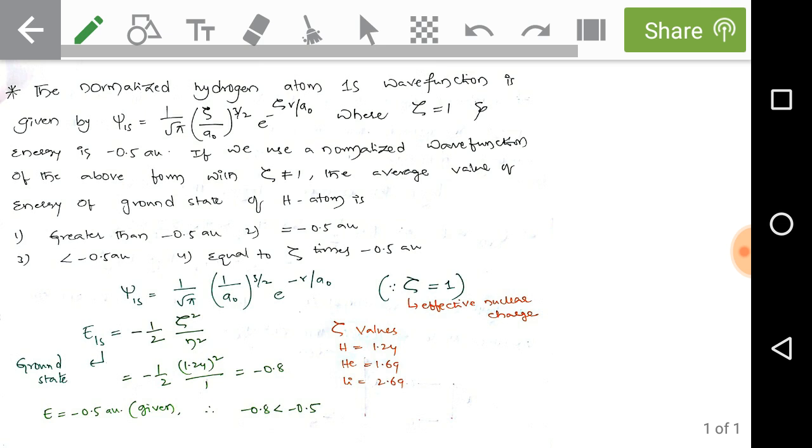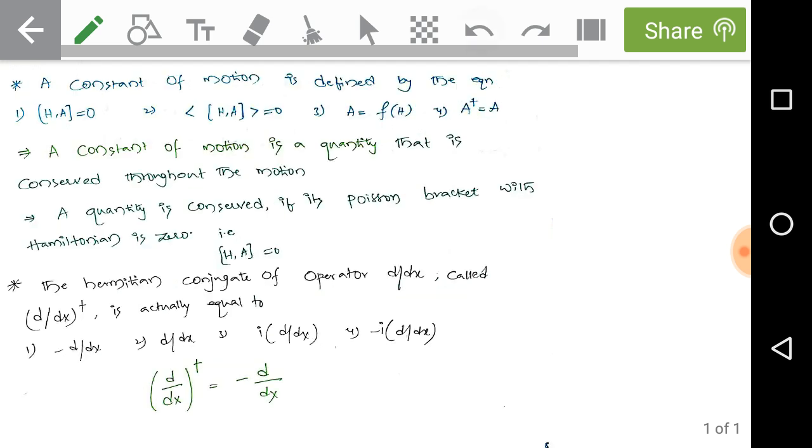Okay, right, and just substitute the zeta value of hydrogen, 1.24, and here n equals 1 for that 1s orbital, and from that we can get minus 0.8. But in the problem, it is given that the energy is minus 0.5 atomic units. That's why minus 0.8 is less than minus 0.5. So the third option is the correct answer for the given problem.